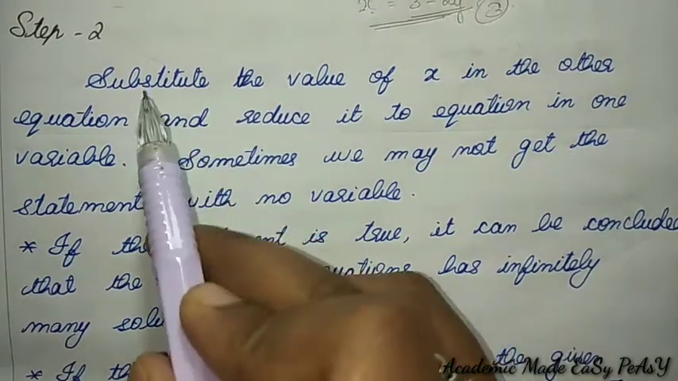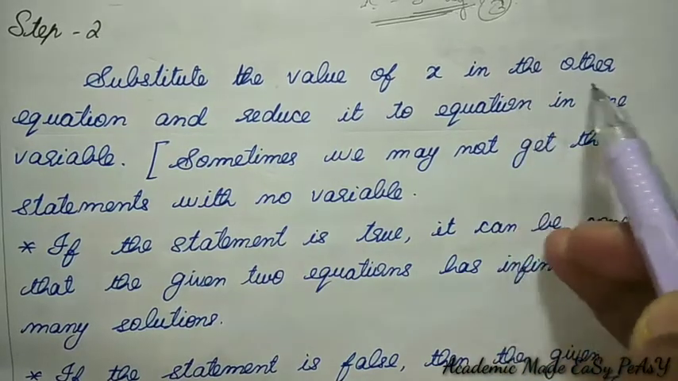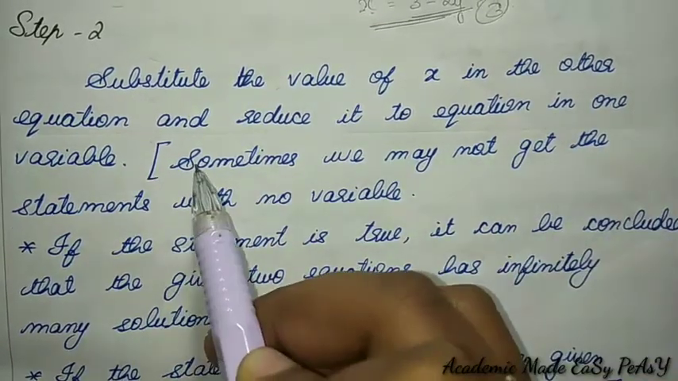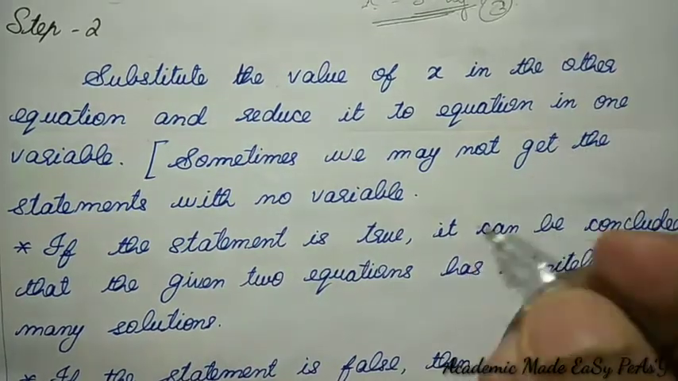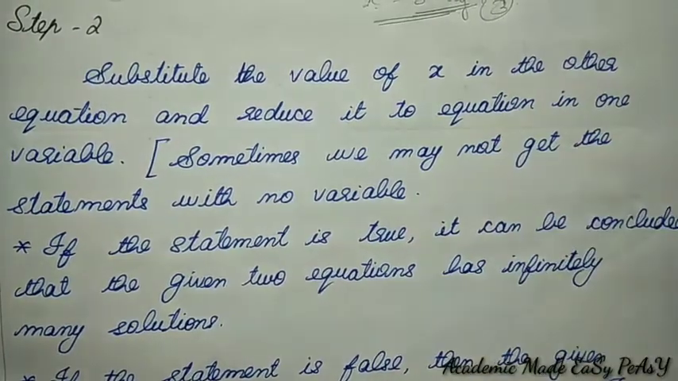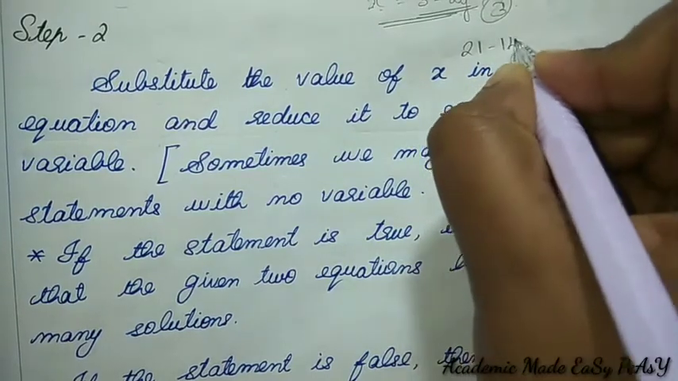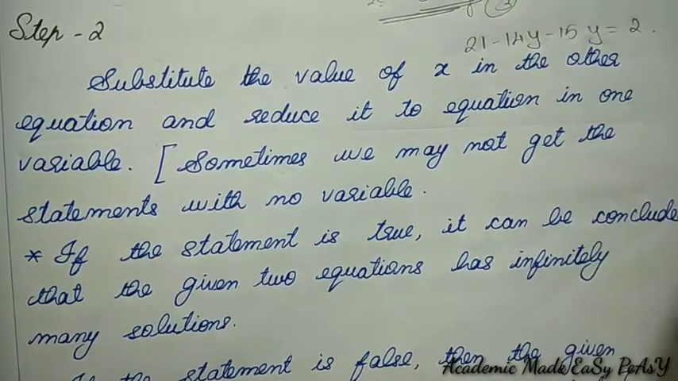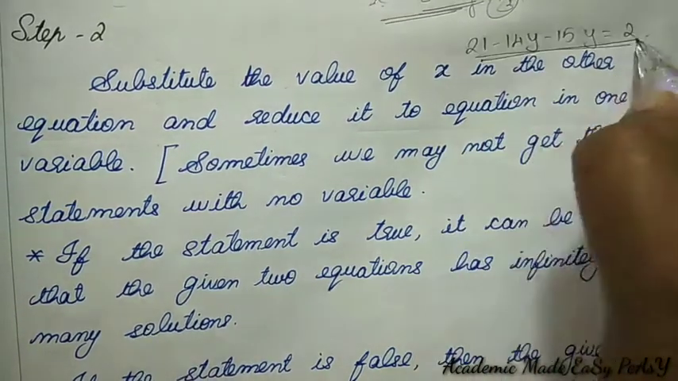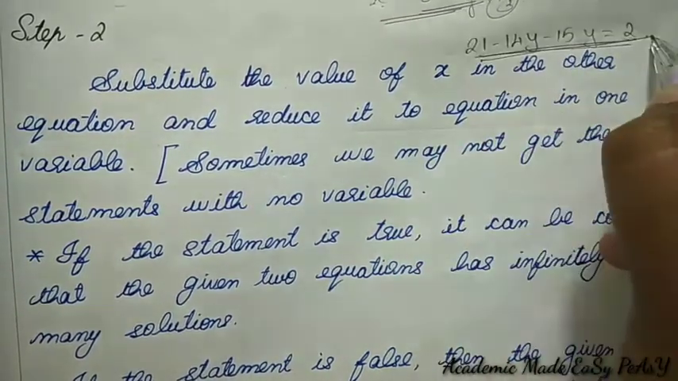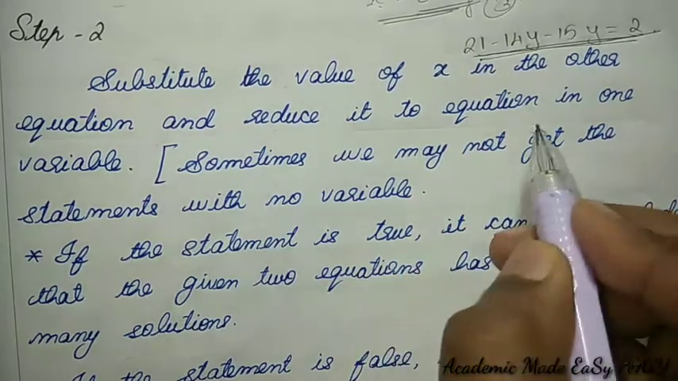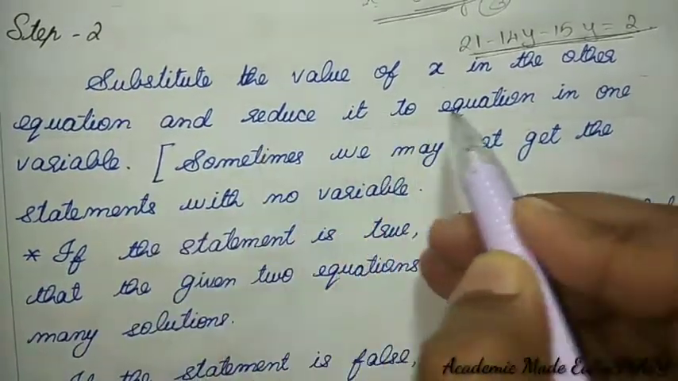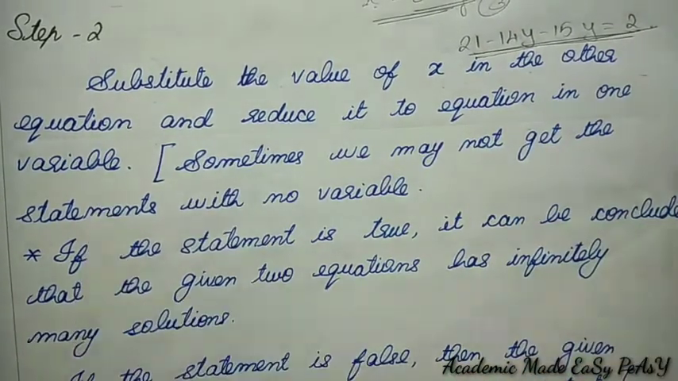Step 2: substitute the value of x in the other equation and reduce it to an equation in one variable. That is what we did, isn't it? We did 21 minus 14y minus 15y is equal to 2. This is what we did. So this is an equation in one variable. That only we did over here. Substitute the value of x in the other equation and reduce it to an equation in one variable.